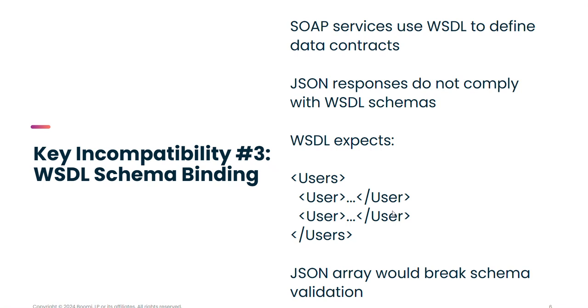So key incompatibility 3, WSDL schema binding. SOAP services use WSDL to define data contracts, and JSON responses do not comply with the WSDL schema. So WSDL expects a root element for the data, and a JSON array would break schema validation.